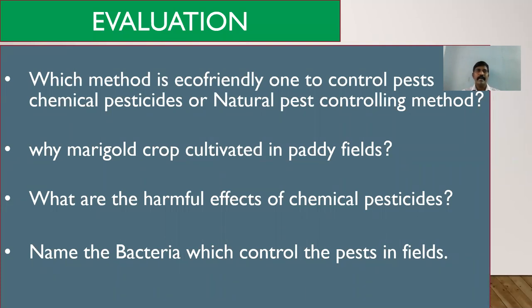Now, time for evaluation. Which is the eco-friendly one to control pests: chemical pesticides or natural pest controlling methods? Write down these questions in your notebook and try to find out the answers. Read the textbook two and three times and learn the hard words and their meanings with the help of dictionaries. Next, why is the marigold crop cultivated in paddy fields? What are the harmful effects of chemical pesticides? And the last question is, name the bacteria which control the pests in fields.